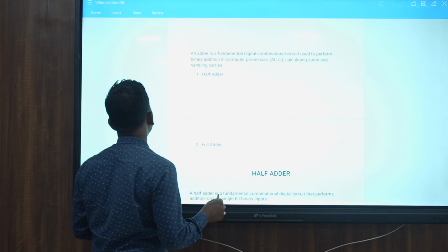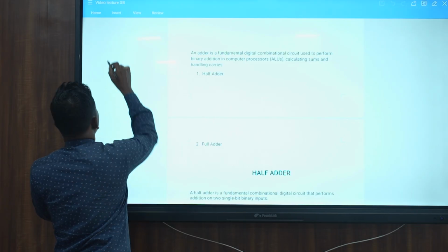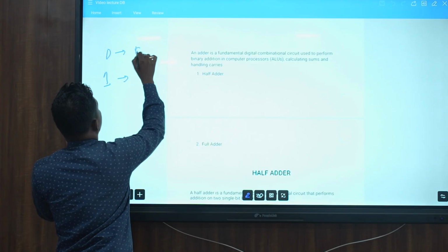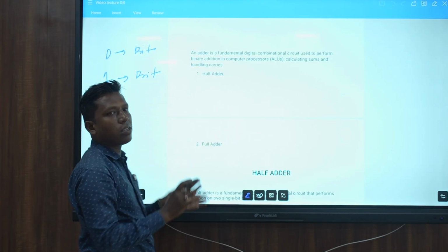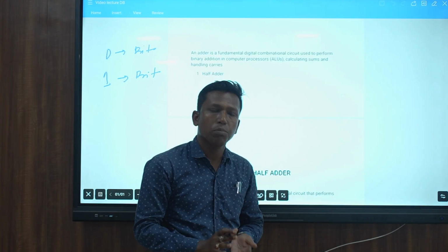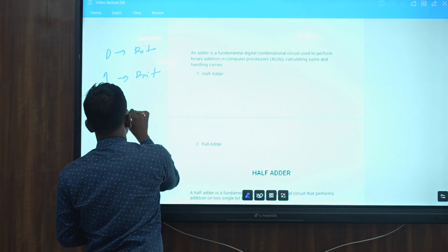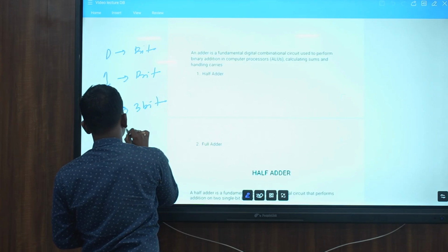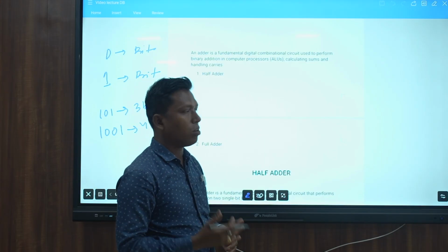Single bit means 0 or 1 is known as a bit. 0 is a single bit, 1 is a single bit. The combination of 0s and 1s is also data in bits. So here you see, if I write 101, that is 3-bit data. If I write 1001, that is 4-bit data. Like that, it is considered.